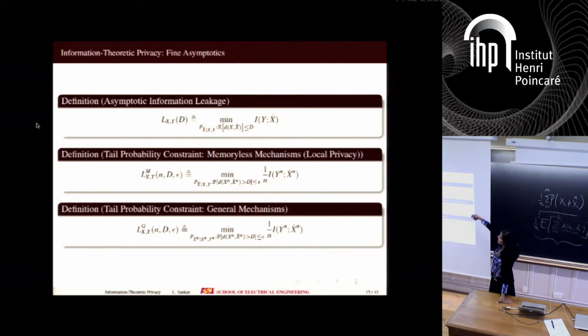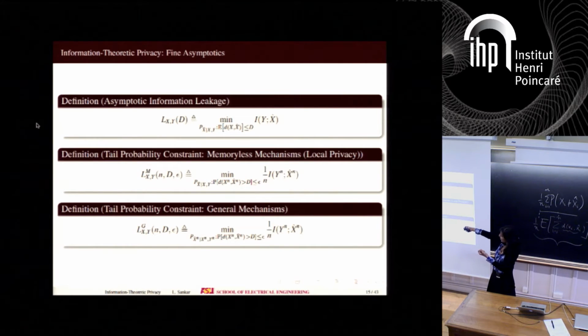Okay, so let's step back for a second. In the asymptotic realm, this is how I define leakage when I have x and y. It's really minimizing the leakage between y and what should reveal y hat, subject to an expected constraint on the distortion, on the utility. And when you have a tail probability constraint, keep in mind that when you have finite block lengths, memoryless mechanisms will not be optimal. You really want to take your whole data and map it. Anytime you just take one element of your data at a time and apply the same mechanism, that is not going to be optimal. But you can consider that as an achievable mechanism. If you apply a memoryless mechanism, we just call that LM here.